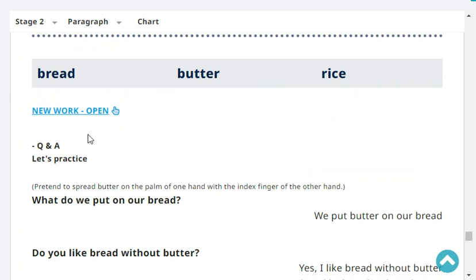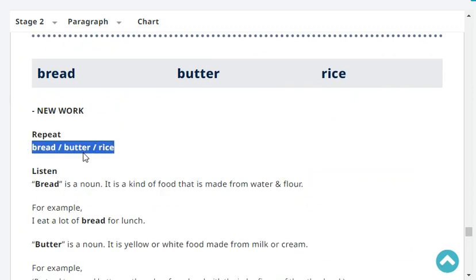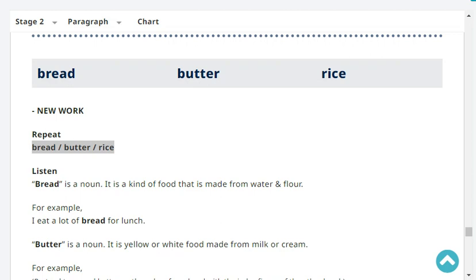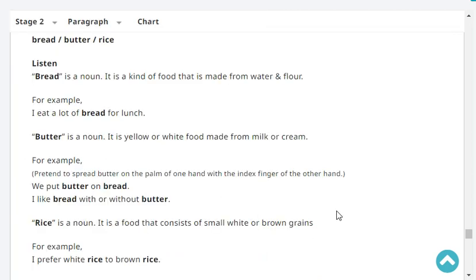Okay, next, repeat: bread, butter, rice. Very good. Okay, listen. The word bread is a noun. It is a kind of food that is made from water and flour. For example, I eat a lot of bread for lunch.